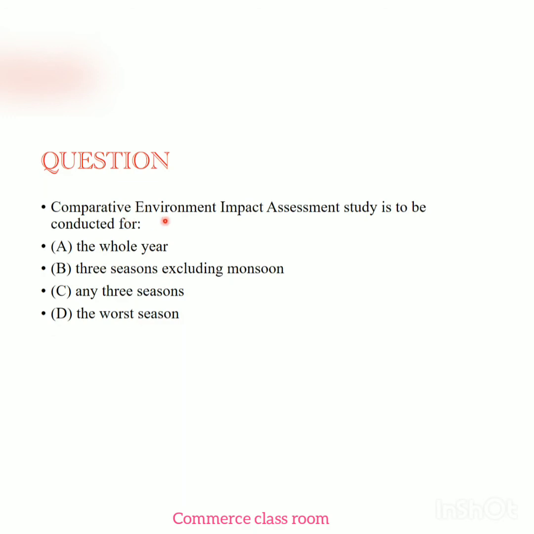Next question. Comparative Environment Impact Assessment Study is to be conducted for option A, the all year, option B, 3 seasons excluding monsoon, option C, any 3 seasons, and option D, the worst season. Our answer is option A, the all year. Comparative Environment Impact Assessment Study is to be conducted for the whole year, not for any particular season or seasons.